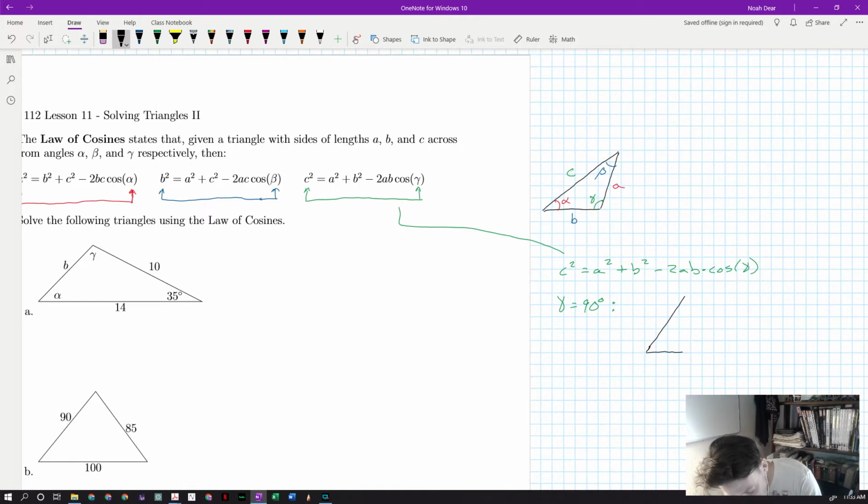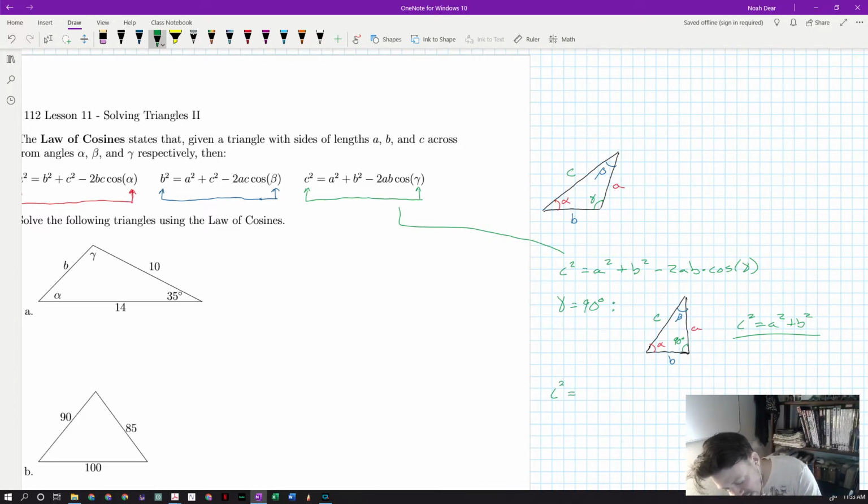Be upright so that side a was vertical, alpha in the bottom left, side a across from it, angle beta up top with side b below, and then now gamma is 90 degrees, side c across. And so we should get c squared equals a squared plus b squared. Right? We know that that's what the Pythagorean theorem should give us if c is the hypotenuse.